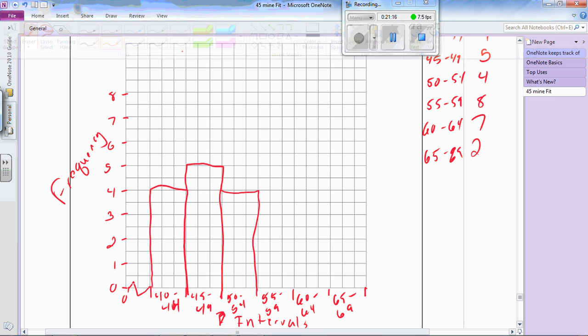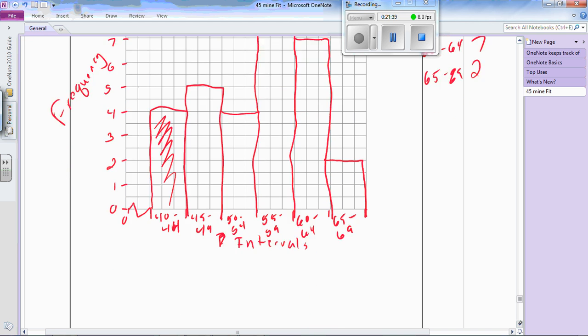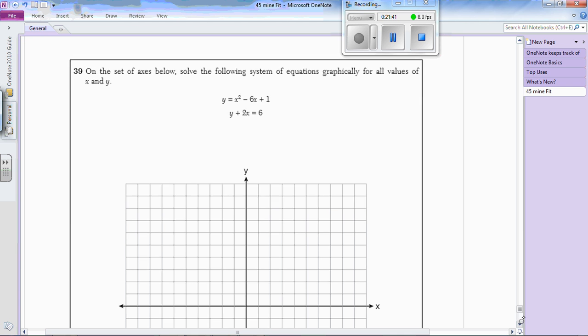I'm just trying to give you an idea what this looks like, obviously. Trying to draw this freehand while I hold a microphone is not easy either. 7 and 2. Alright, and you can shade it if you want. I think that's it. Pretty simple, straightforward, kind of a pain in the neck.